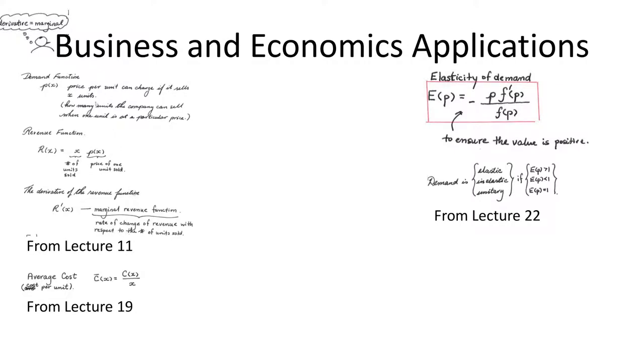And any of these functions, if you take the derivative of it, will give you the marginal. So for instance, if I have the revenue function R(x) and I wanted the marginal revenue, that is just taking the derivative. And again, the little cartoon up top there: the derivative is equal to marginal. We also have average cost. If you wanted to look at the average cost, it's the cost function divided by the number of units, x. That will give you C bar of x. And you can also get the marginal average cost by taking the derivative.